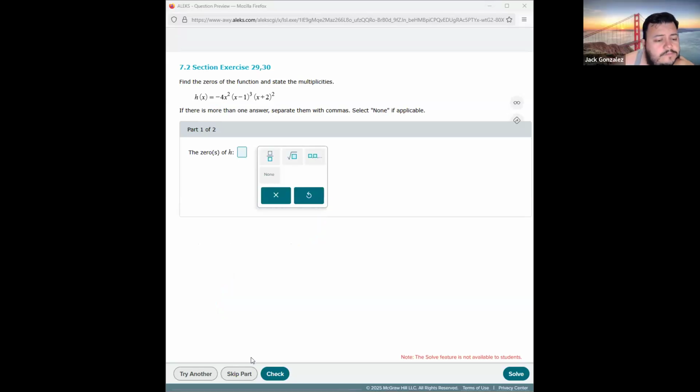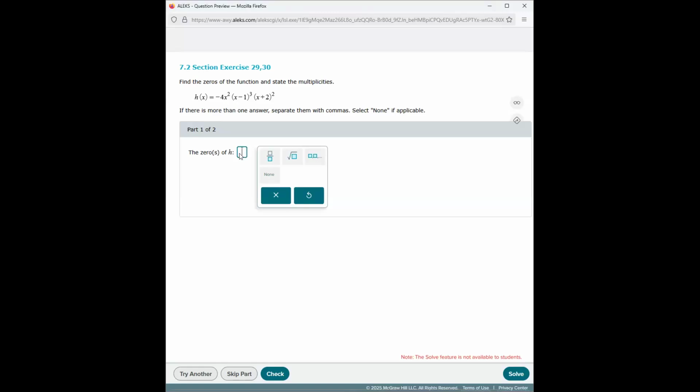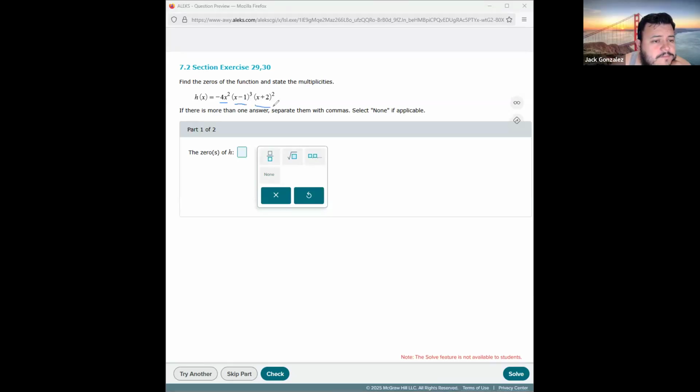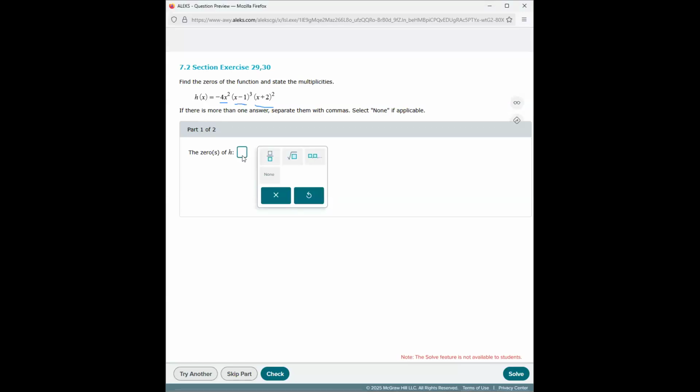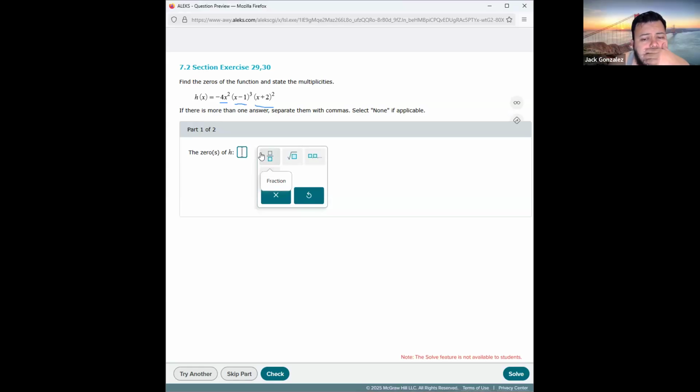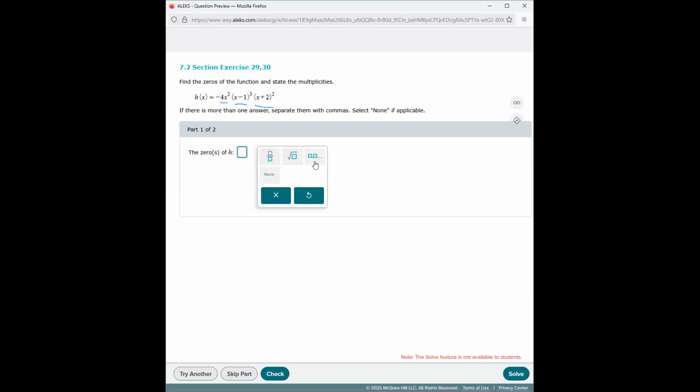So on this one, they want to know what the zeros are. So what are the zeros by looking at it? Right, each of these factors gives you a 0. Yeah, for sure, 1 and -2, but also 0, right? The first one.